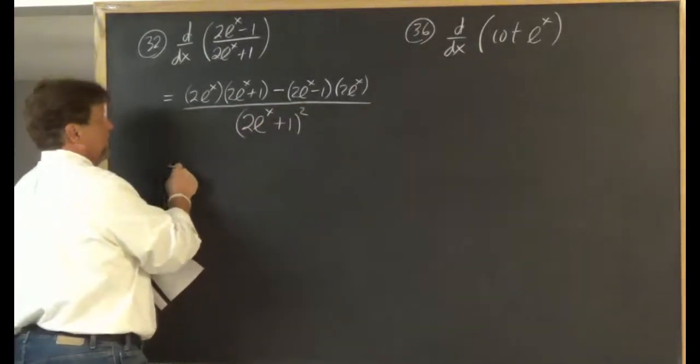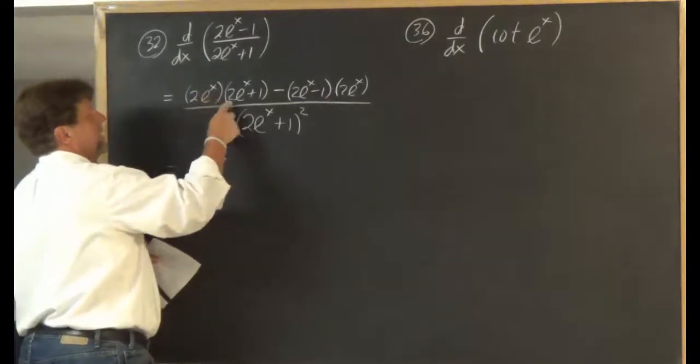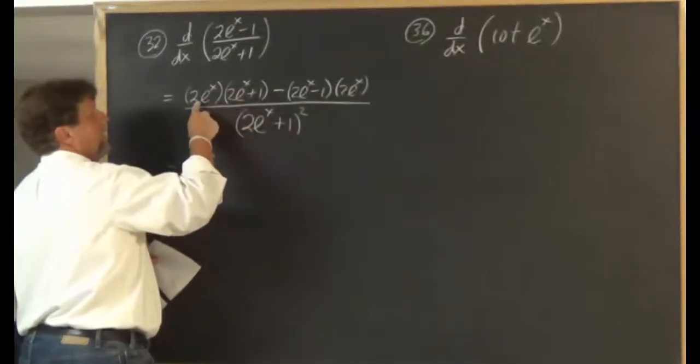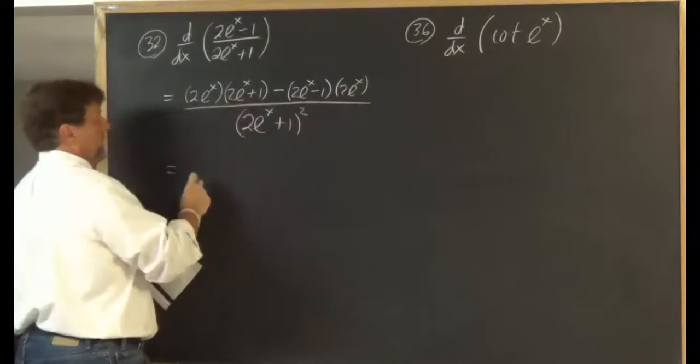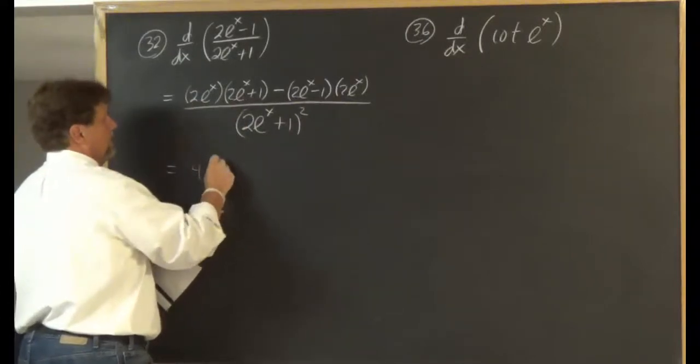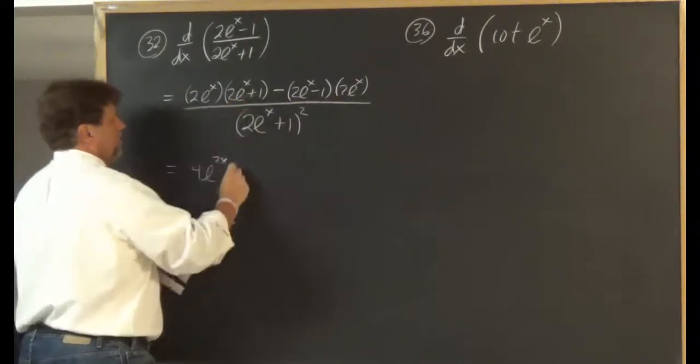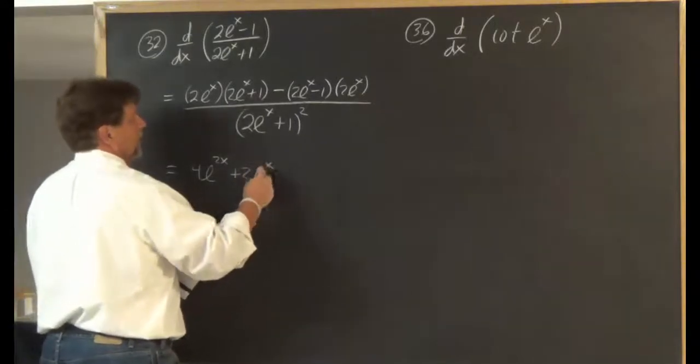Yeah, I want to clean this one up a little, because when I take 2e to the x and multiply it, I distribute it in here. So 2e to the x times 2e to the x, that gives me a 4e to the 2x, and then plus 2e to the x.